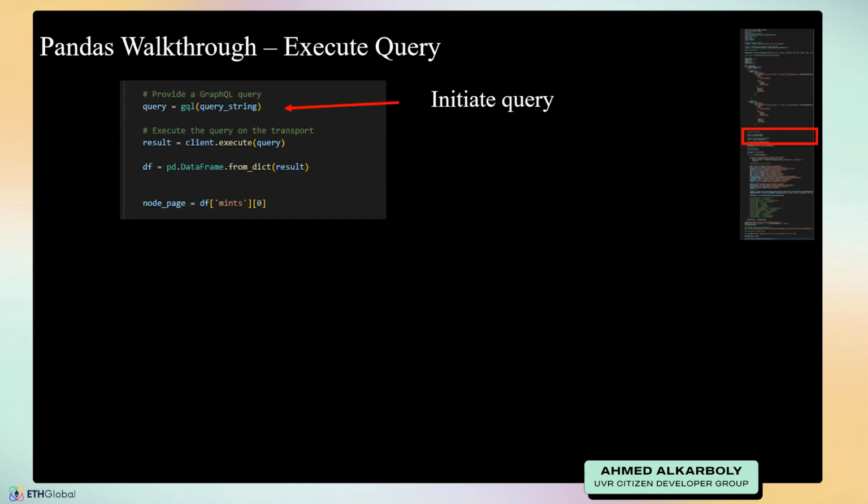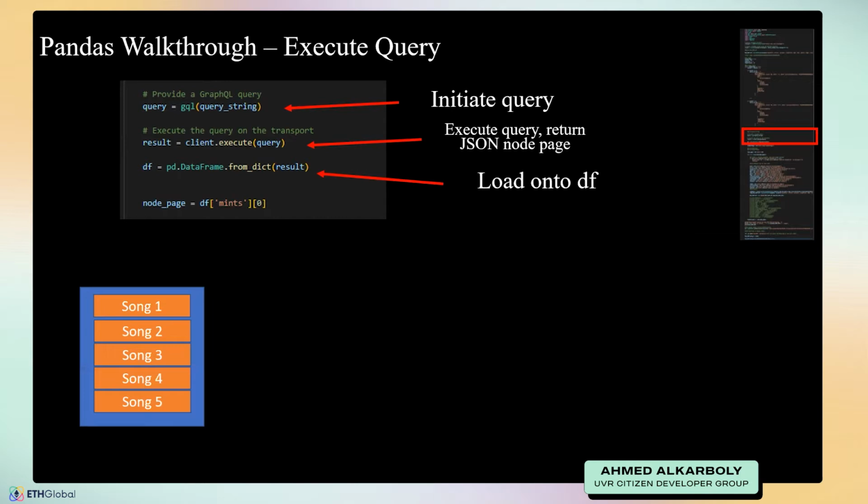And so now actually executing the query that we just built, we're going to initiate the query. We're going to execute the query to return the JSON node page that we saw earlier on the GraphQL interface. We're going to load the results from that query onto a data frame. And then we're going to have what's called a node page.